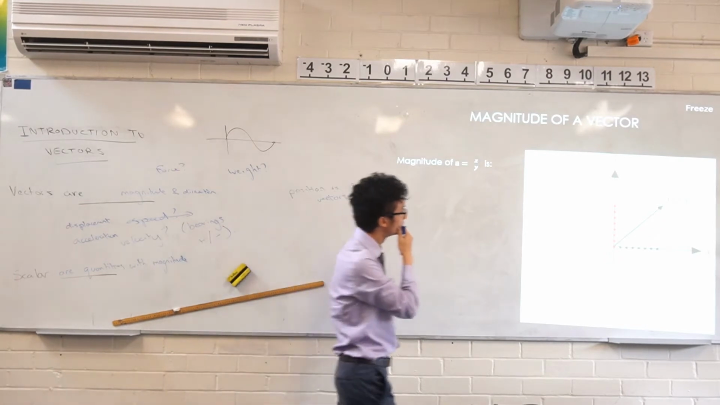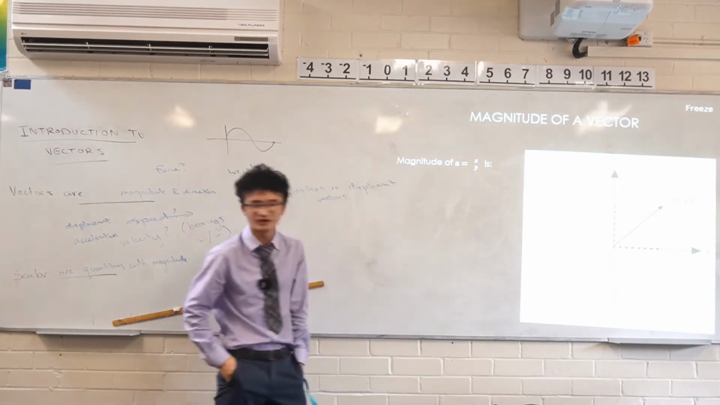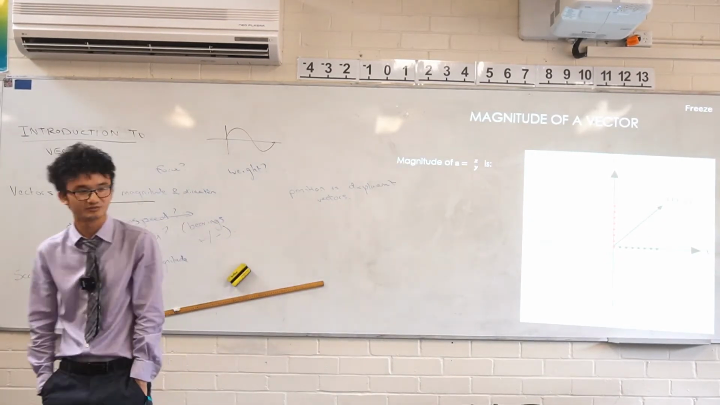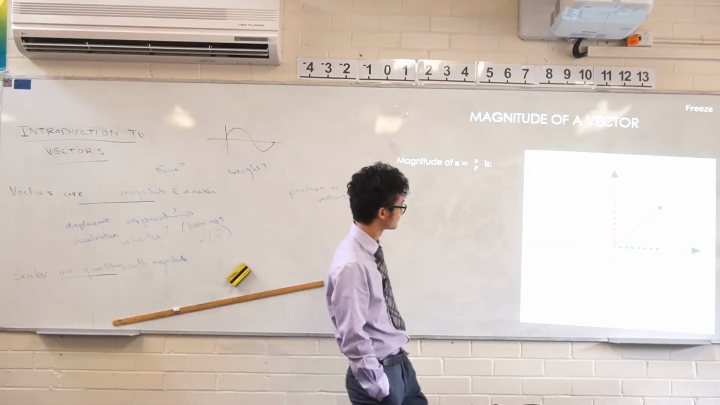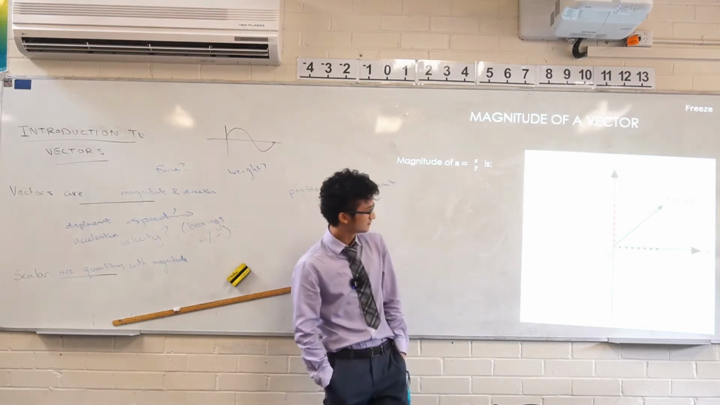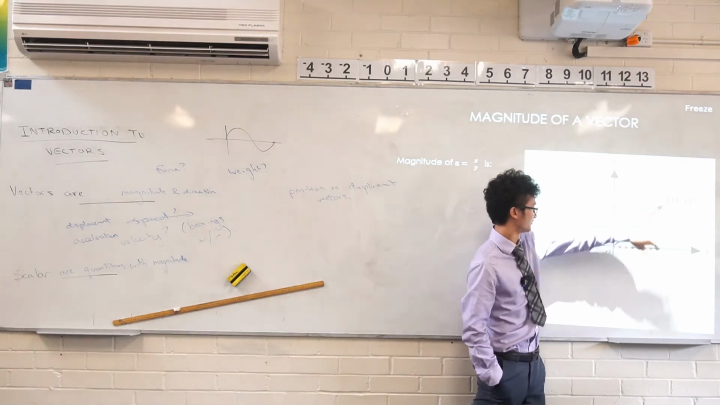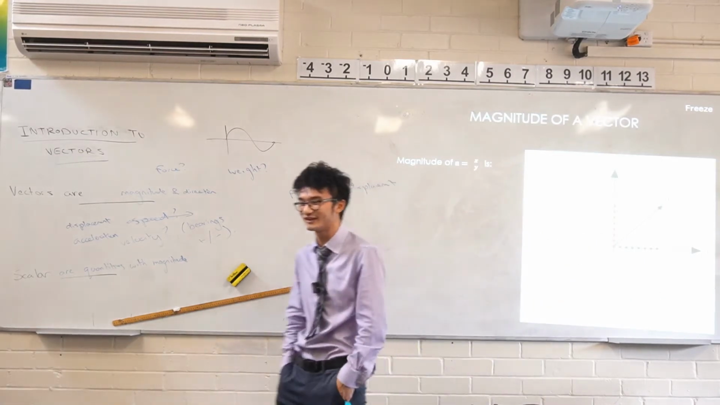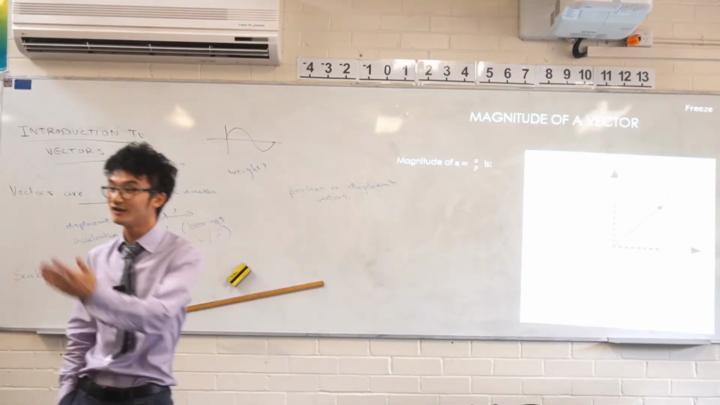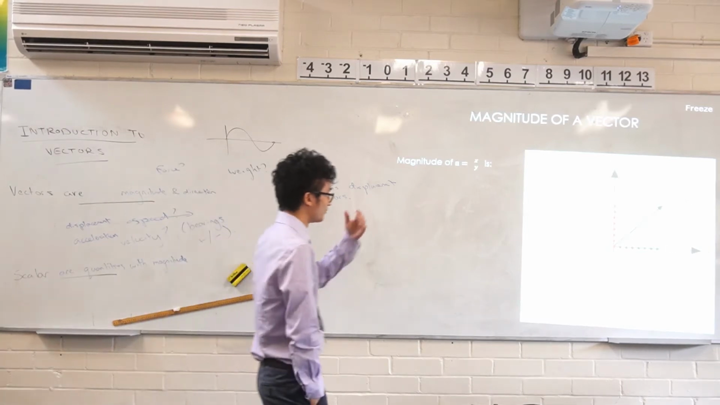Looking at this one, how can we find the magnitude of this kind of vector? How do we find its length? I can look at it and say it looks like it's 1.5 of my hand span, but how do you actually find its length? It's actually just using Pythagoras' theorem.